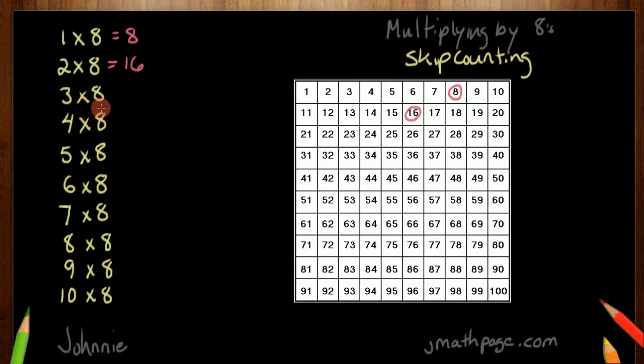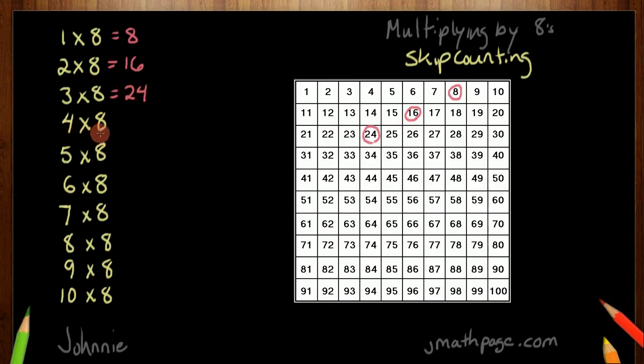What about 3 times 8, or skip counting 8 3 times? Well, I've skip counted once, I've skip counted twice. Now let's add another one. 1, 2, 3, 4, 5, 6, 7, 8. I end up at 24. So if I skip count by 8's 3 times, I'm taken to 24.